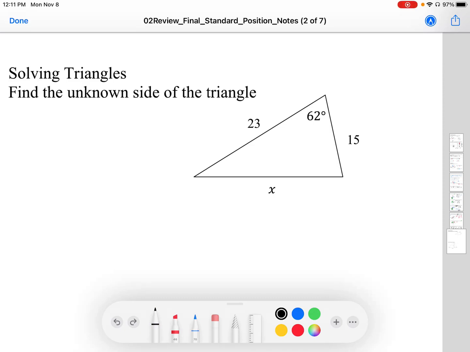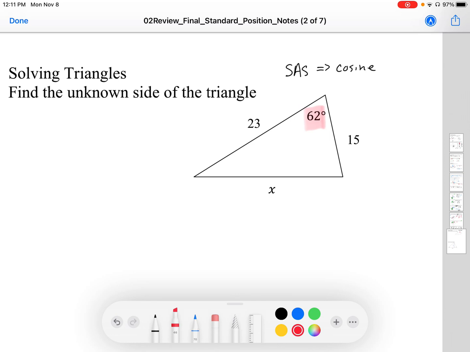For solving triangles, we have to decide if we're going to use the cosine law or sine law. So in this case here, we have side, angle, side. Side, angle, side means that we don't have any angle, side, opposite pairings. Therefore, we have to use cosine law. So side, angle, side, this is cosine.